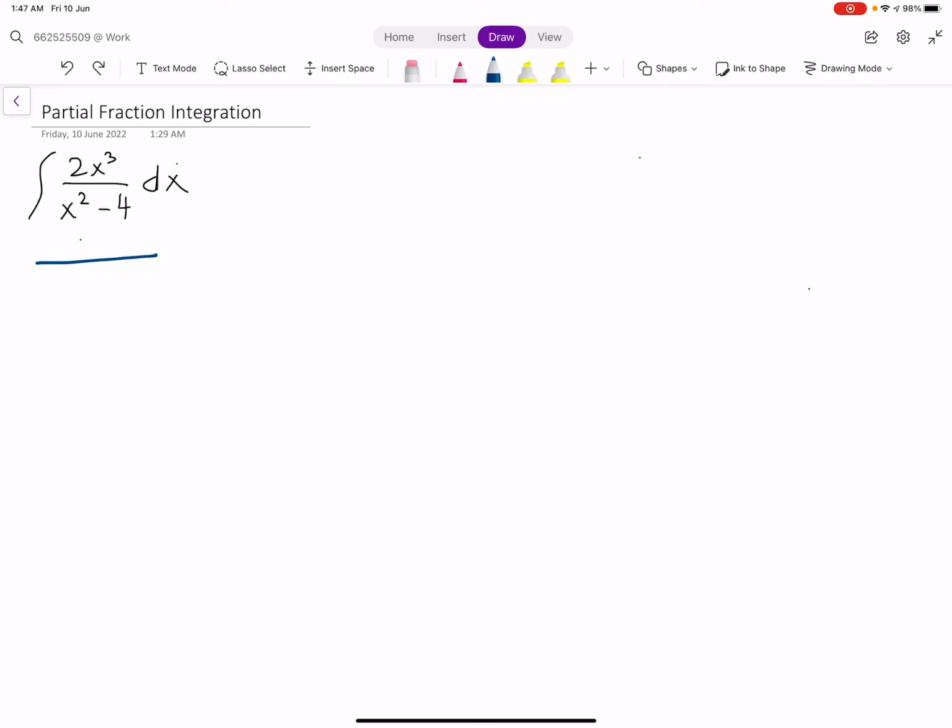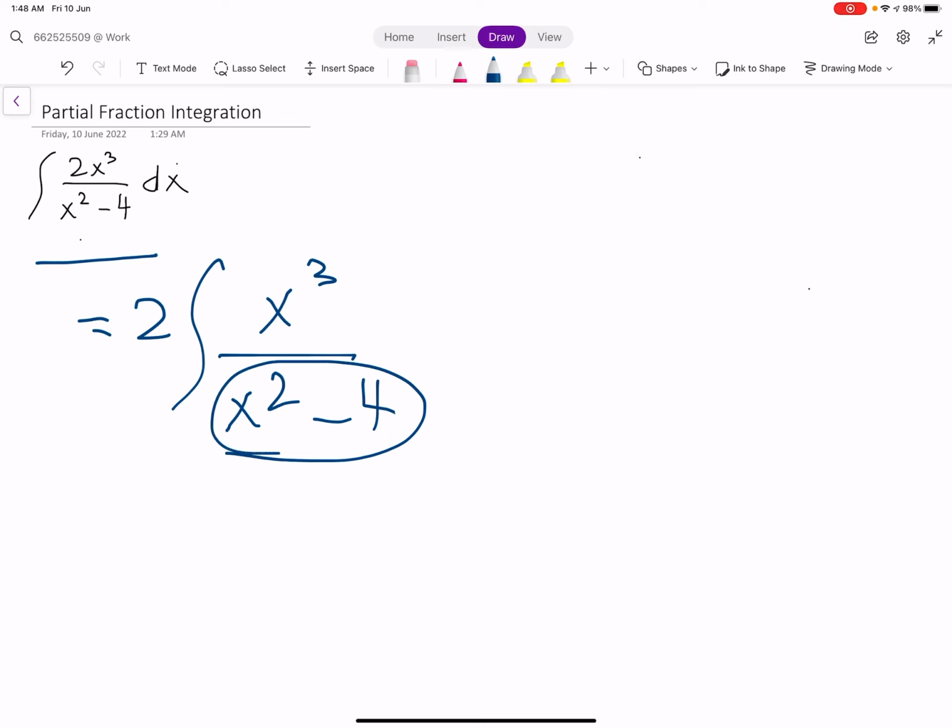Before anything, as you can see in this question, we can make it a little bit easier for ourselves. We can take the 2 outside, to not involve the 2 with everything. So, the only thing that we can do to make the numerator have a smaller degree than the denominator is long division. I know when you hear long division, you think it is difficult, but no, it is not. You have to take the divisor, the x squared minus 4, outside, and put the dividend inside.